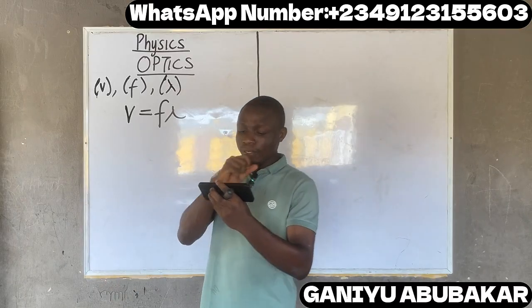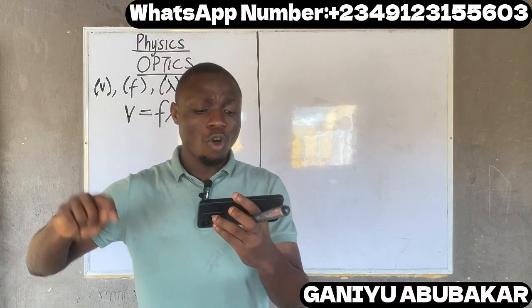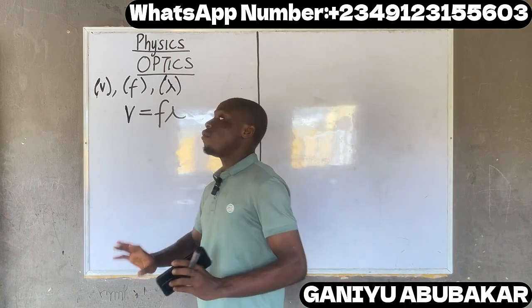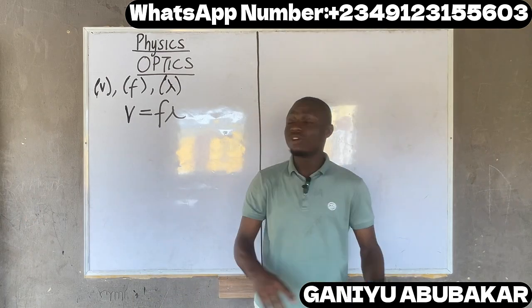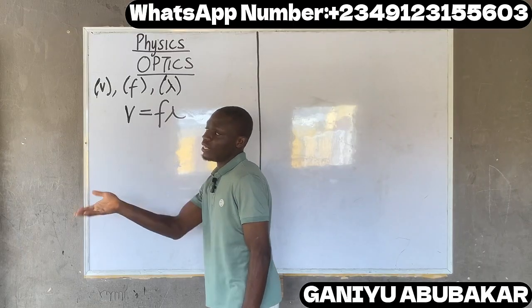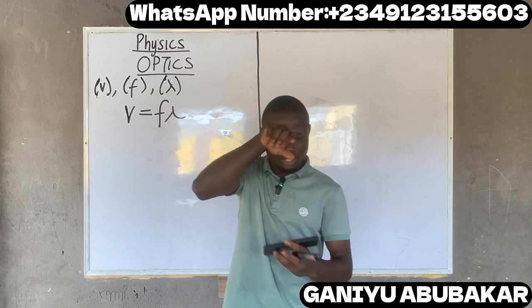But this is for an electromagnetic wave. For an electromagnetic wave, we will not use V, we will use C. And why are we using C? Let's move forward, please. I will explain why we use C.